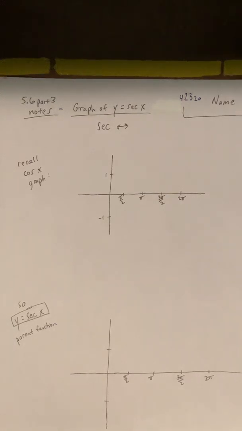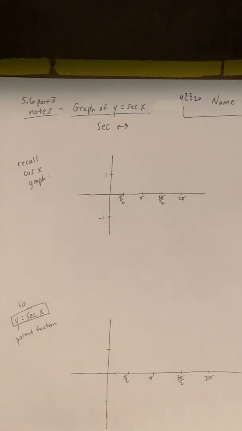Okay, hello everybody. We're going to talk about 5.6 part 3 today. In part 2, we talked about the graph of cosecant. And in part 3, we're going to talk about the graph of secant. A lot of it is similar. It has some similar characteristics of the cosecant graph we did. But it also has a few differences as well. So we'll talk about those.